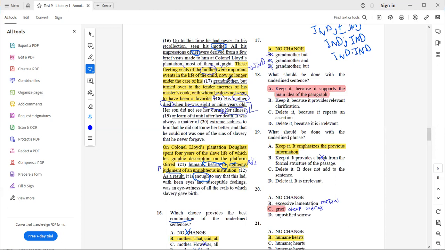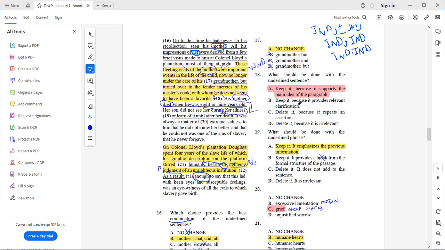Take care that here he talks about the mother. Here he said that the mother died, and here he talks about her illness. Do you think that you can delete it? No. So we're going to keep it because it's related to the information that comes before and the information that comes after. Keep it because it supports the main idea of the paragraph: that he lived with his grandmother and he never saw his mother.